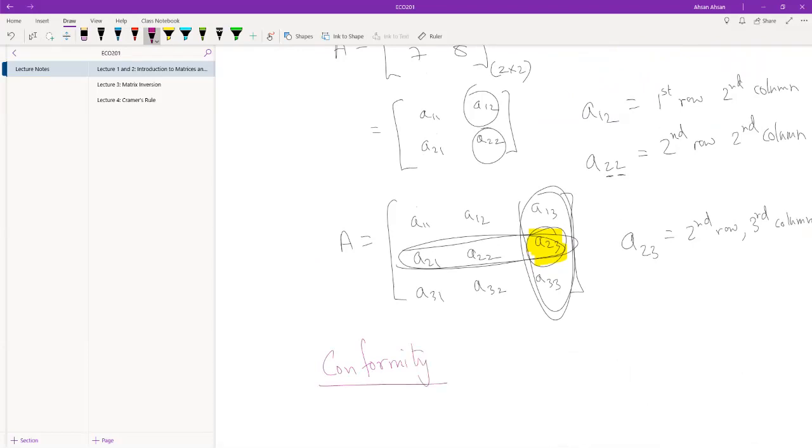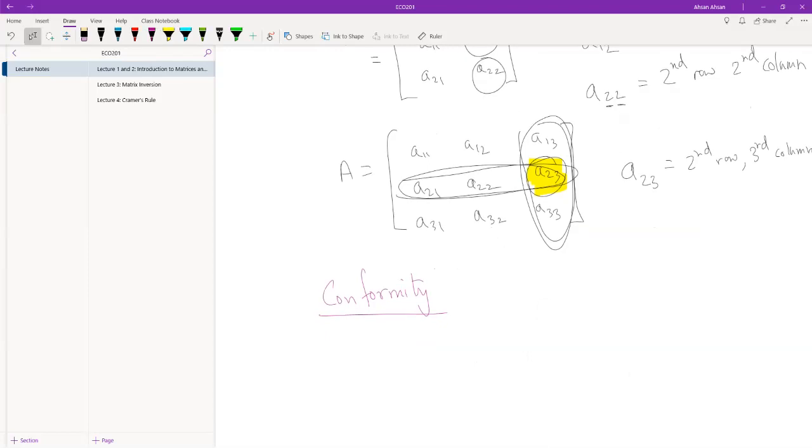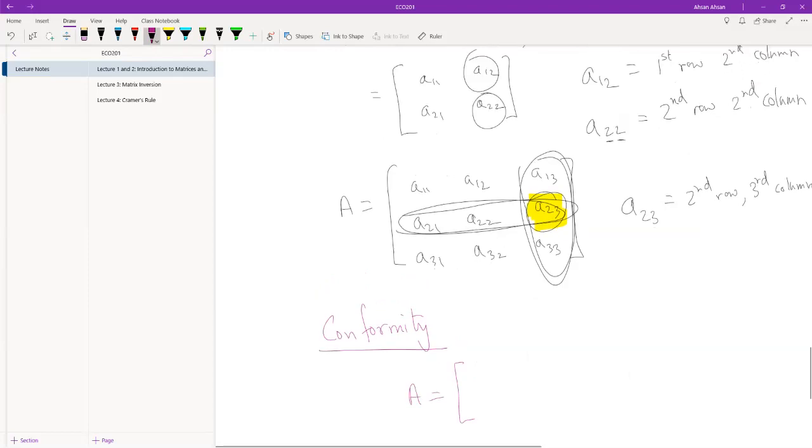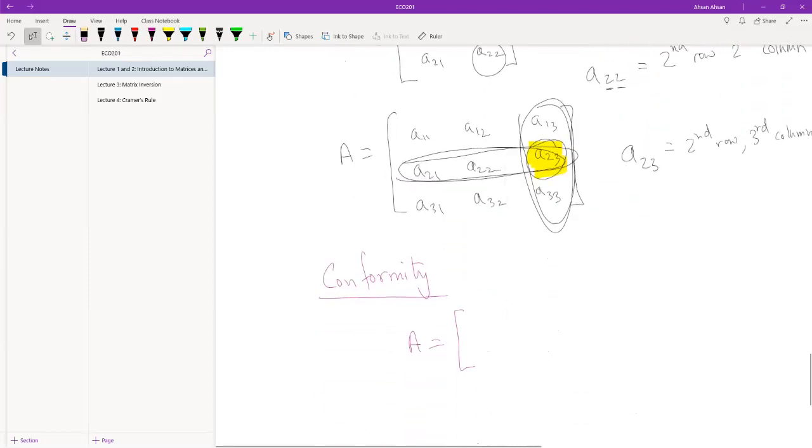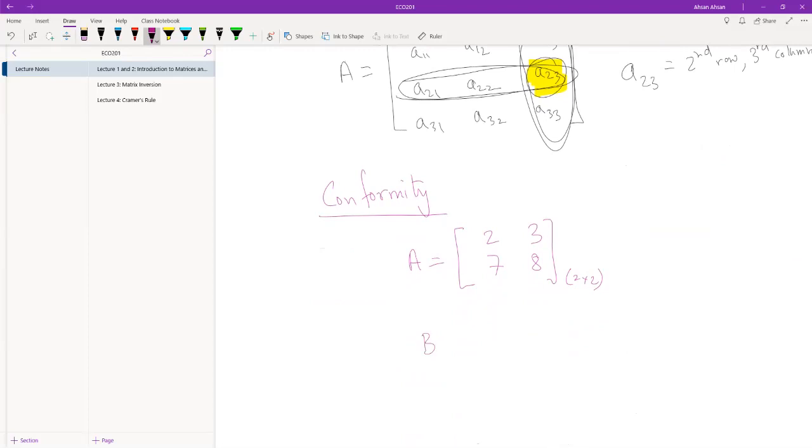So the first thing that we need to know about matrix multiplication is something called conformity. For two matrices, if we're trying to multiply them, they must conform. So let me give you guys an example. A is, let's just take this matrix, 2, 3, 7, 8. So this is a 2 by 2 matrix. And let's take B. So 6, 3, 2.